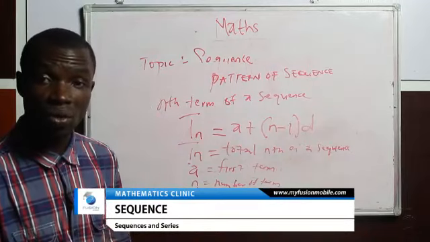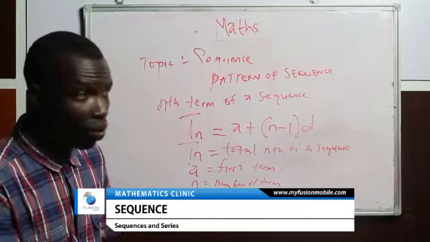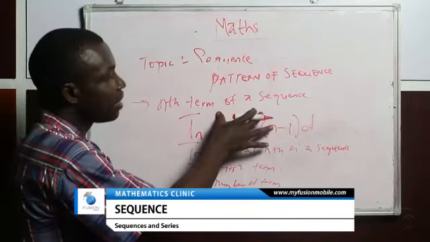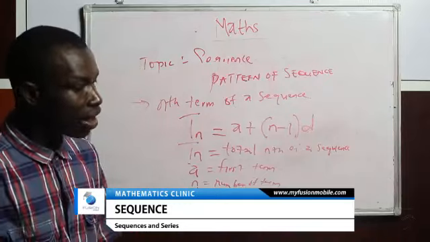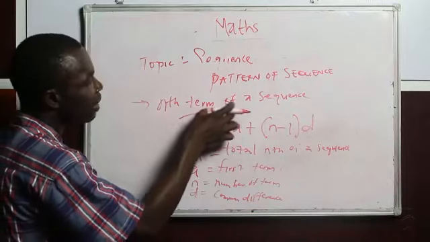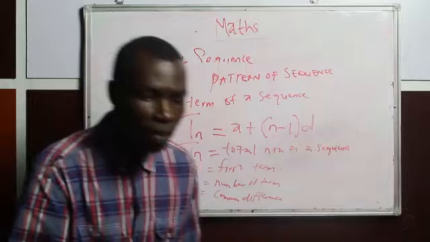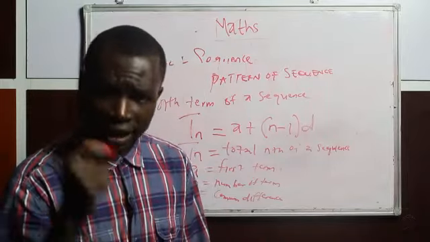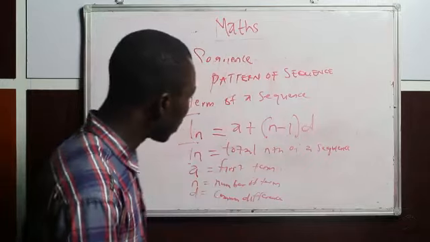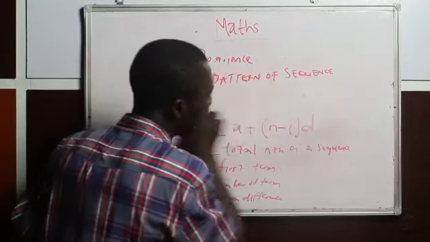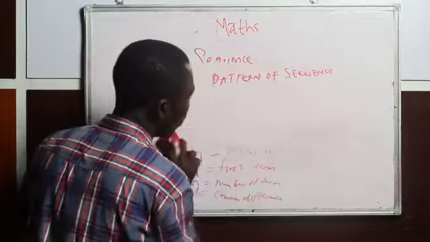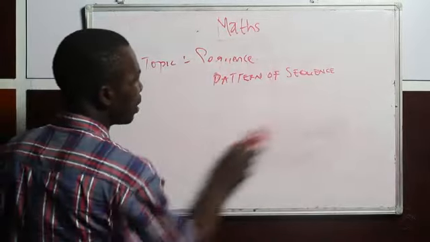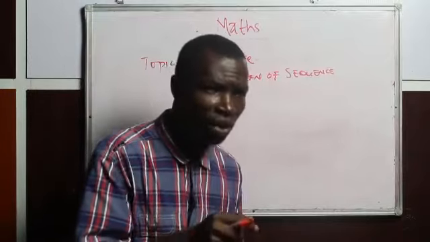As I said earlier, the pattern of a sequence, which gives us number one, is the terminology used in it, and applies to the arithmetic sequence. So this is the formula for the nth term of an arithmetic sequence. Now we have the nth term of a geometric sequence.